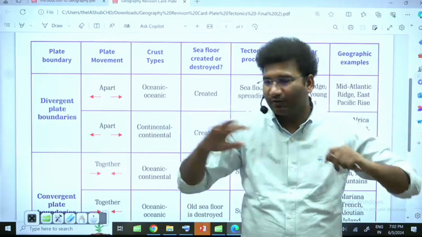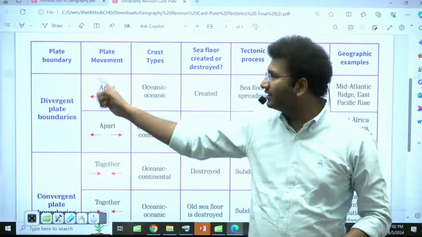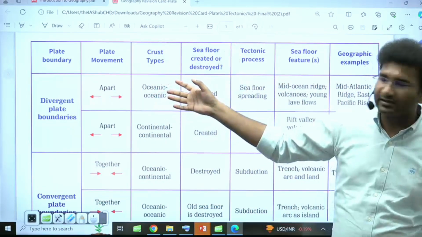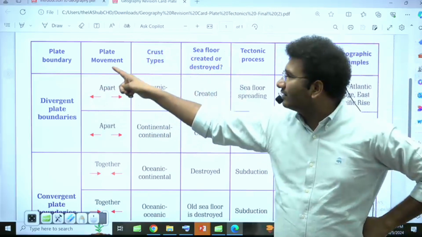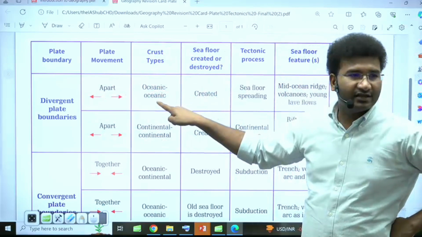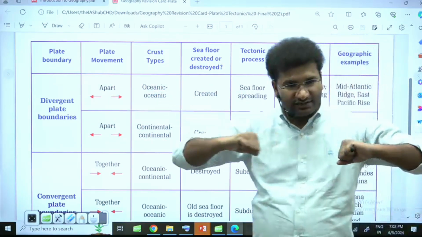Right? Tomorrow we'll discuss all of this in very, very great detail. Each line by line we'll discuss. I'll give you the case studies. I'll give you the diagrams also for this. Divergent plates move apart. Okay? One, it can be ocean. Other one, it can be ocean. Ocean divergence. Best examples?